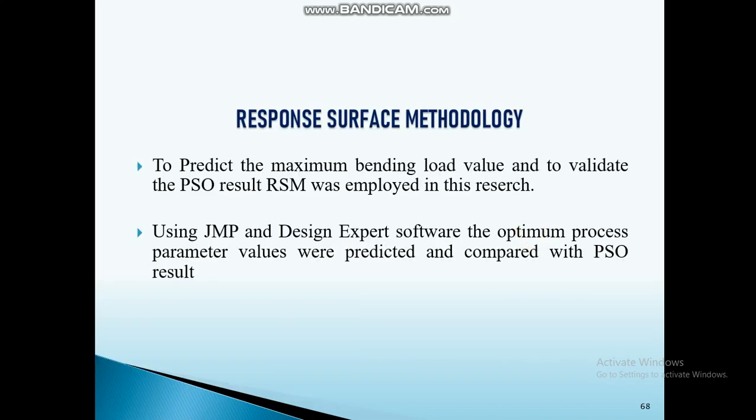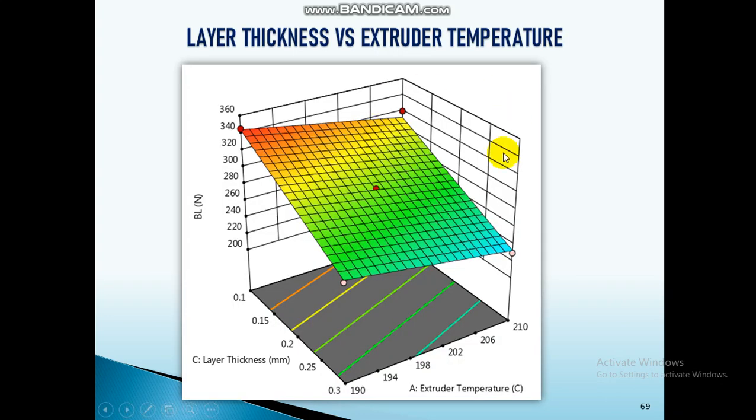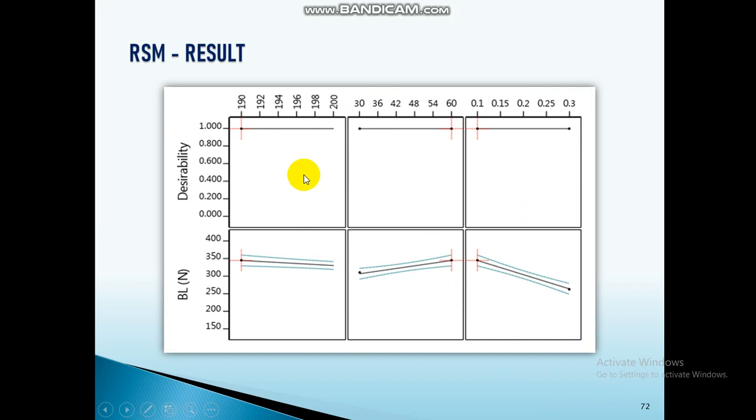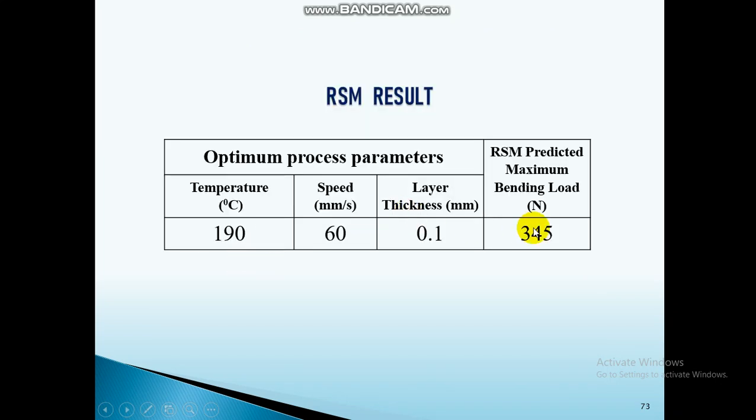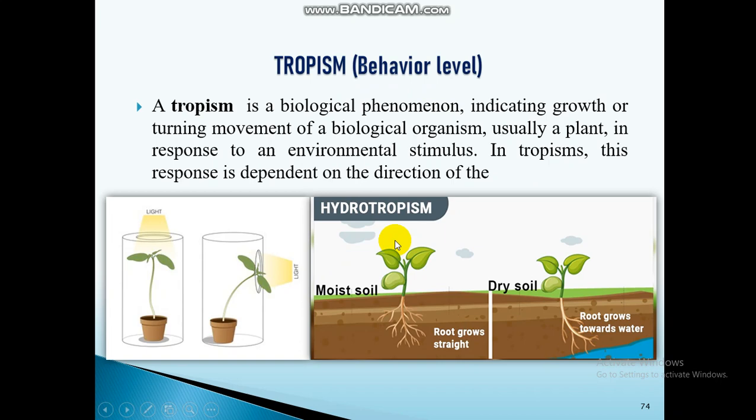So to validate the PSO result, I performed RSM, response surface methodology, also. The results show the same thing: 190, 60, and 0.1 give the maximum bending load of 345 Newton. And then I wrote one more code.